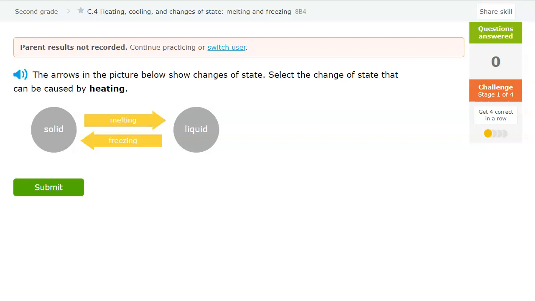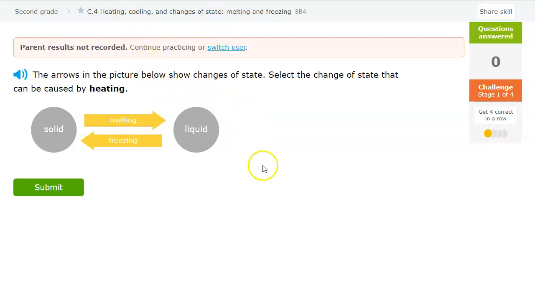Hello class! Today I'm going to help you learn how to do two different IXL assignments. The first one is heating, cooling, and changes of state, melting and freezing. And the second one is heating and cooling, changes of state, vaporizing, and condensing. So let's go back to melting and freezing.